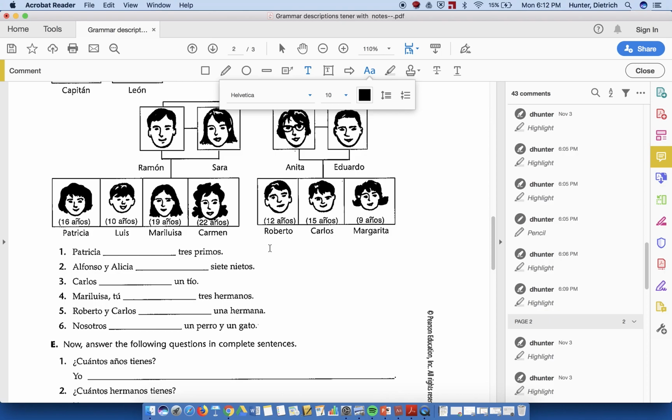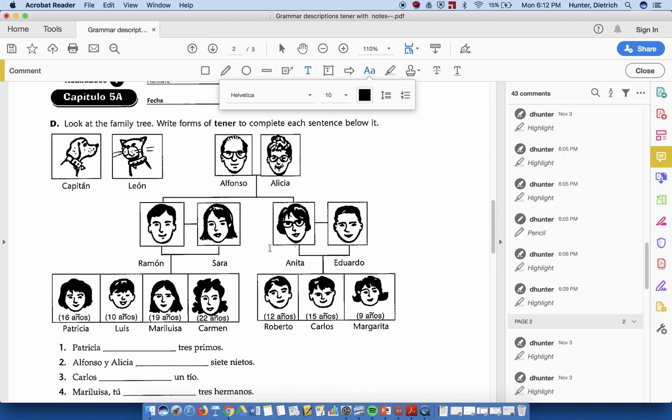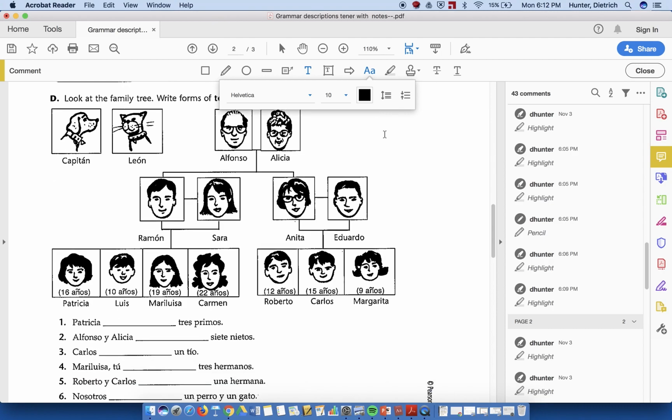Okay. Esta actividad es muy similar, pero es sobre la familia. This is more in line with what we'll be looking at. Again, possessions or relationships. We'll be focusing on possessions and obligations most. This activity I'm going to leave open for you. It just says in the directions, look at the family tree and write the forms of tener to complete each sentence below.